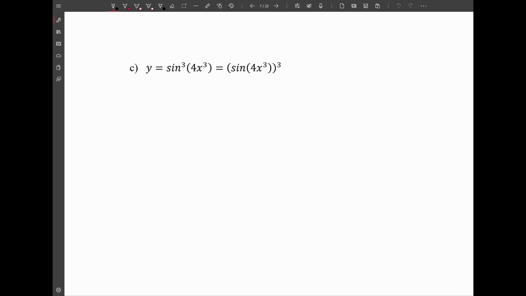One more of these, and then we'll get into something a little bit trickier. So we've got y is equal to sine cubed of 4x cubed. Again, we can rewrite that as sine of 4x cubed, all cubed. So again, we're going to bust out our chain rule. So let's do some chain rule. Chain rule! Not as good as power rule, I know.